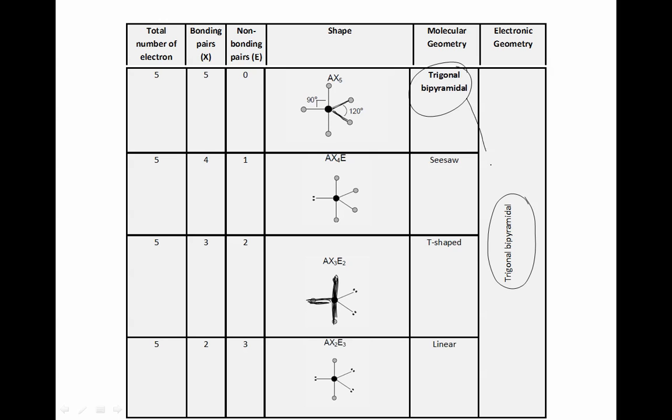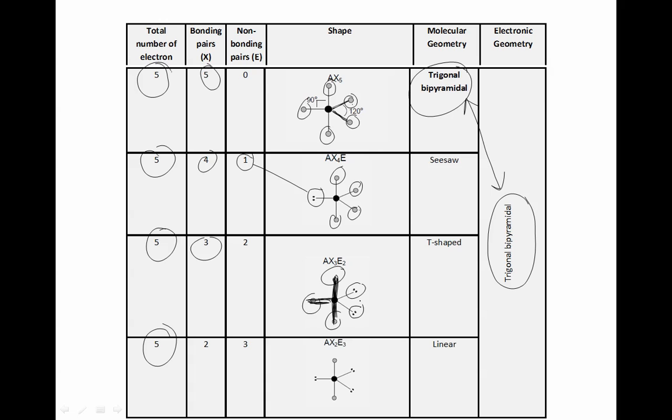So, once again, the first one has the same category as the electronic geometry. They all will have 5 entities surrounding the central atom. It's just a question of, are those 5 atoms? 2, 3, 4, 5? Or is it 4 atoms and 1 electron pair? Or is it 3 atoms and 2 electron pairs? Or is it 2 atoms and 3 electron pairs? Okay, and each one of these helps give it its molecular geometry name.